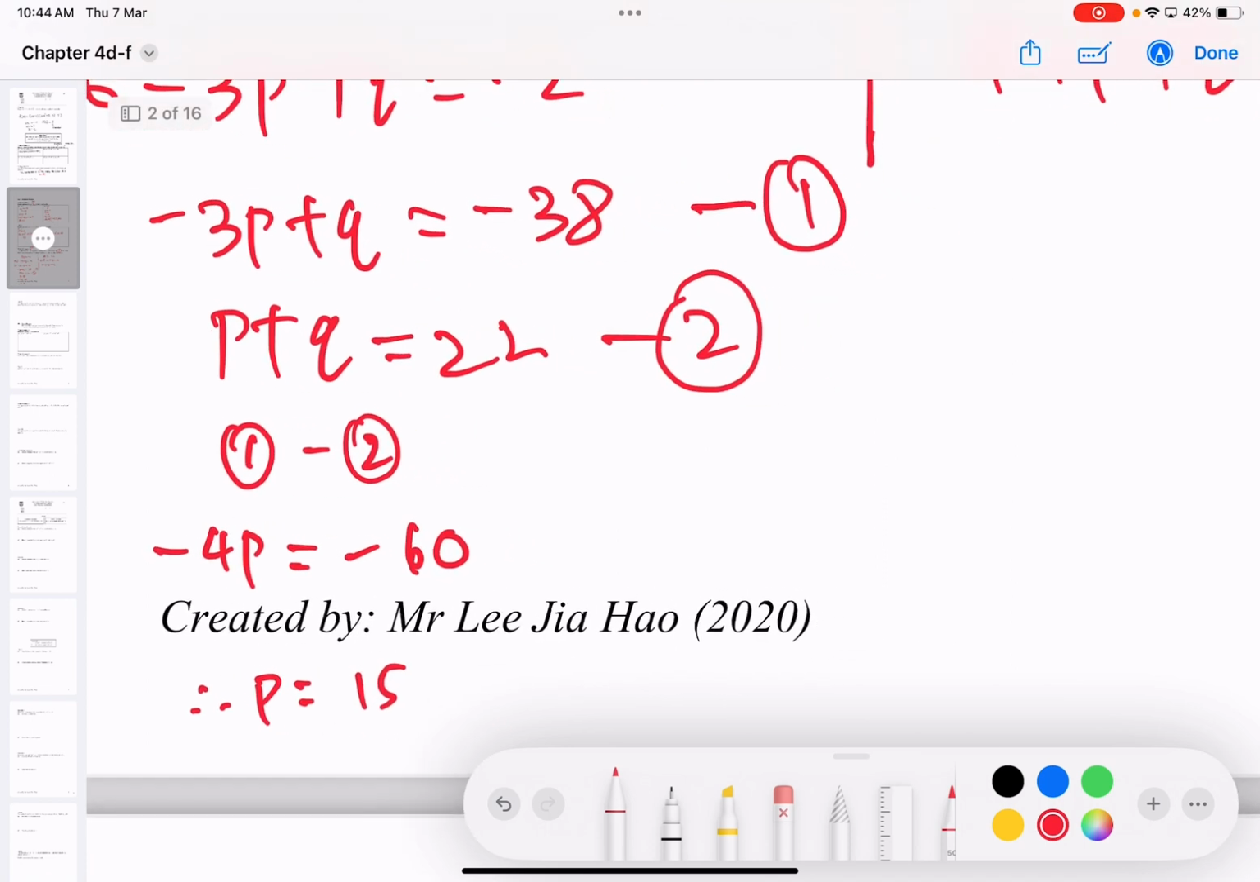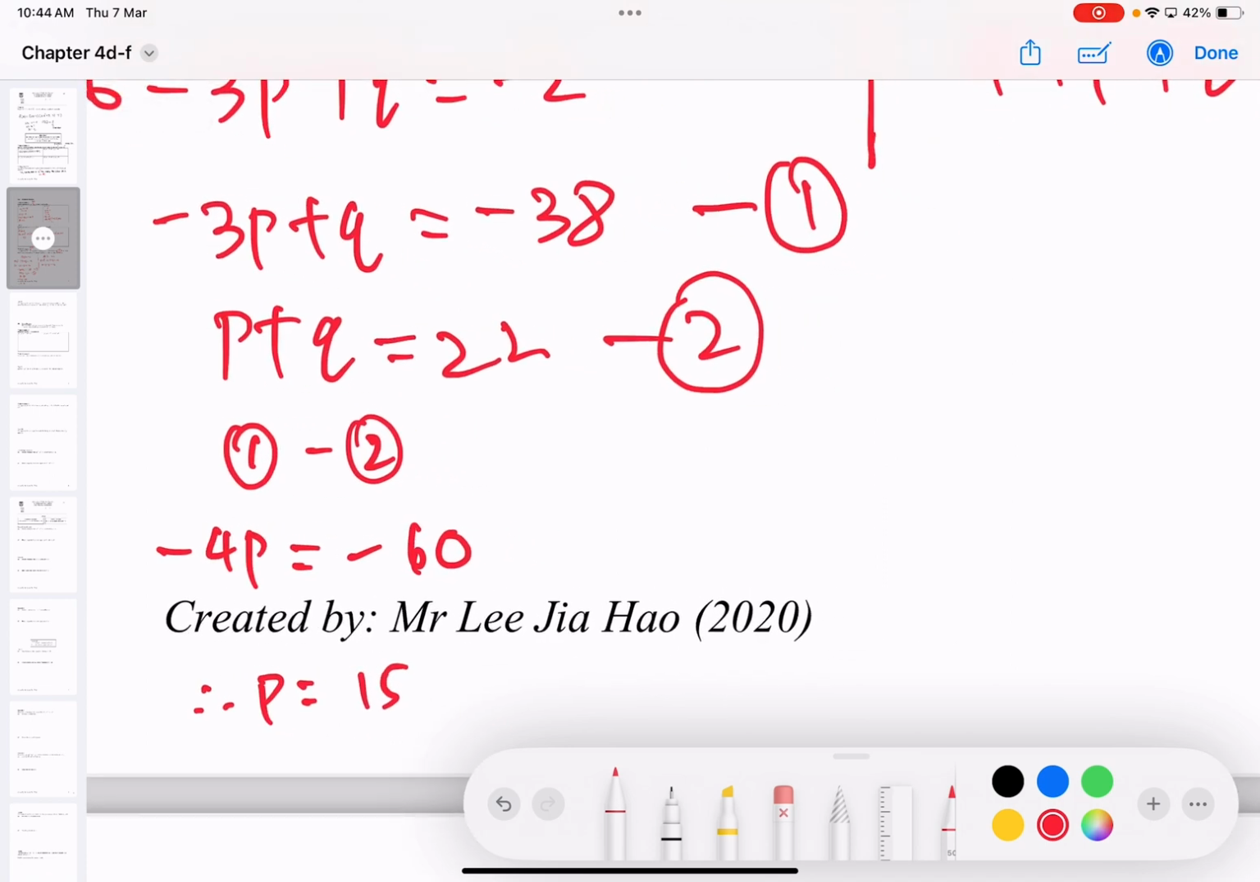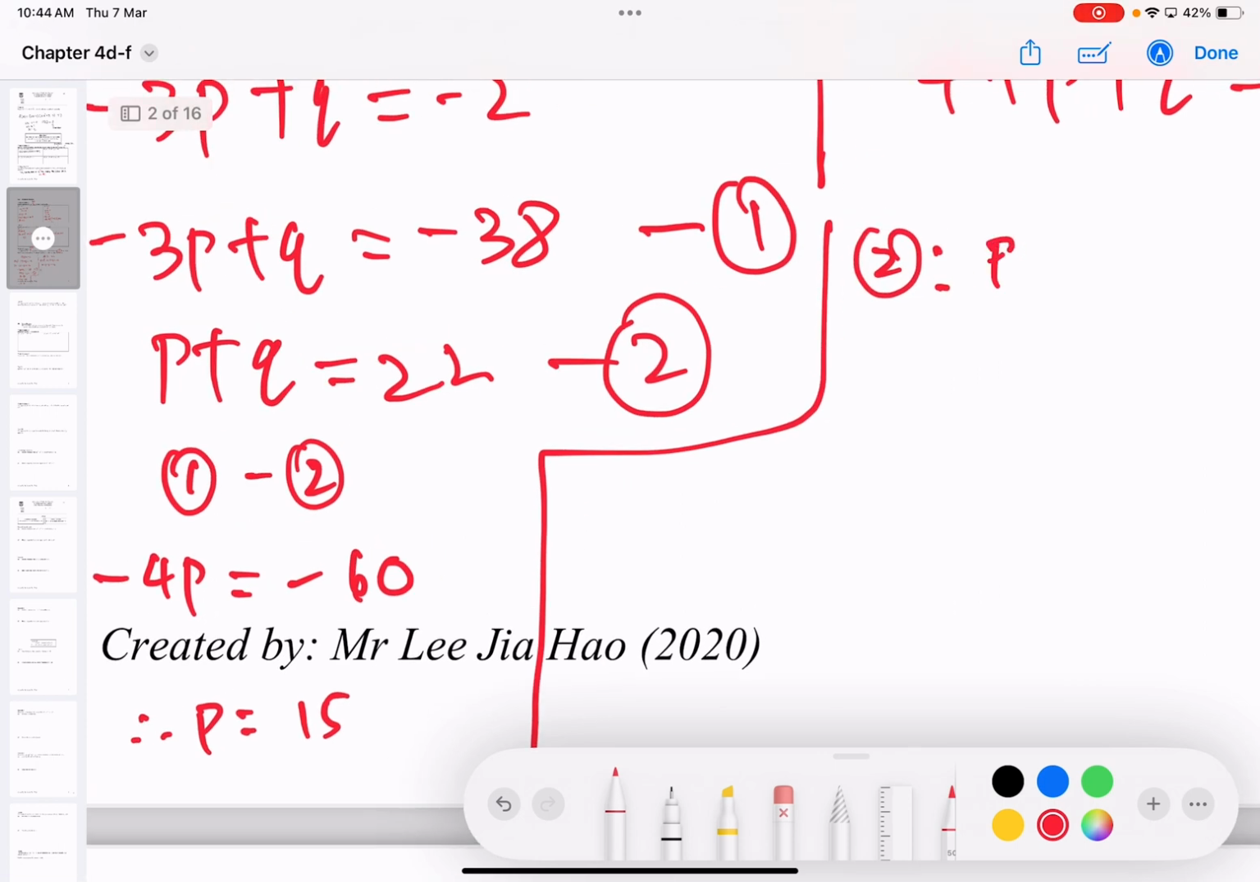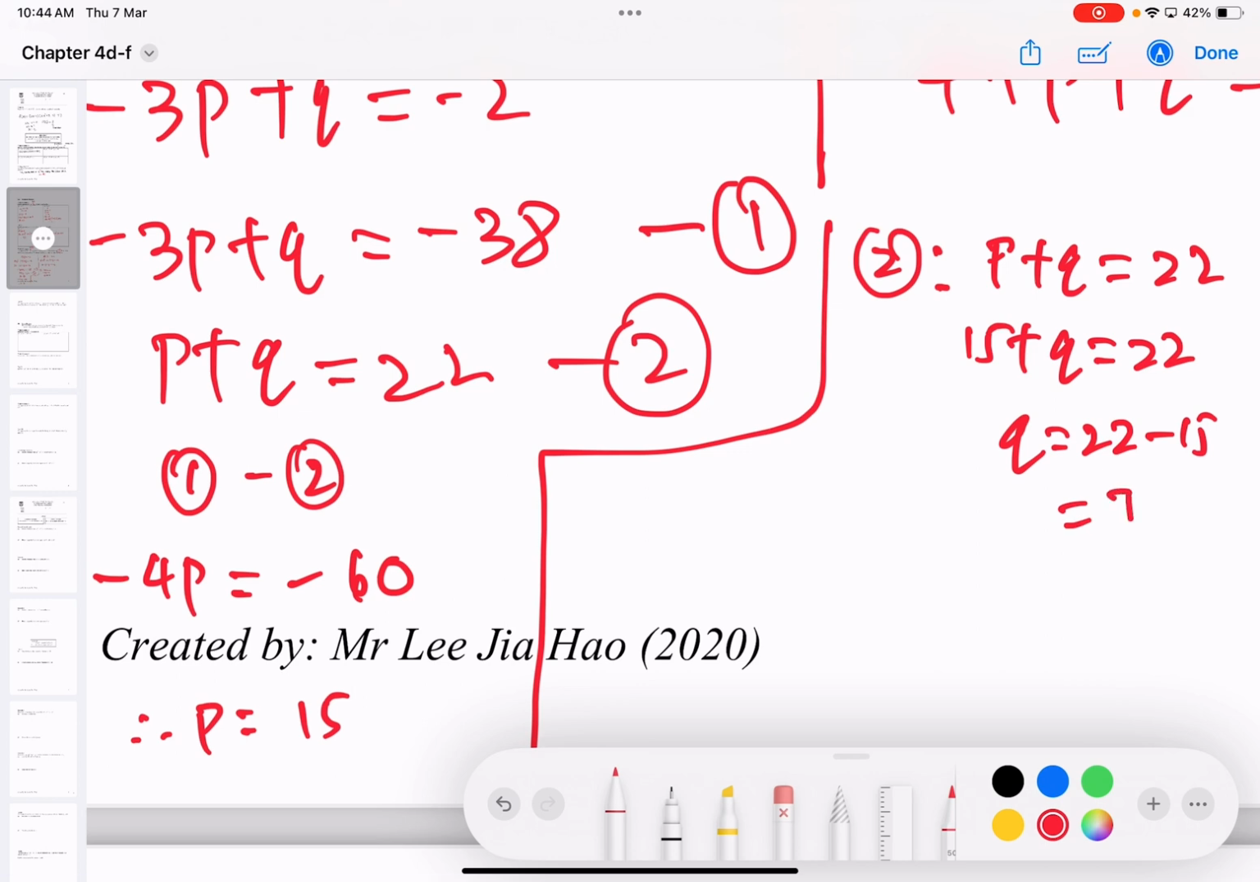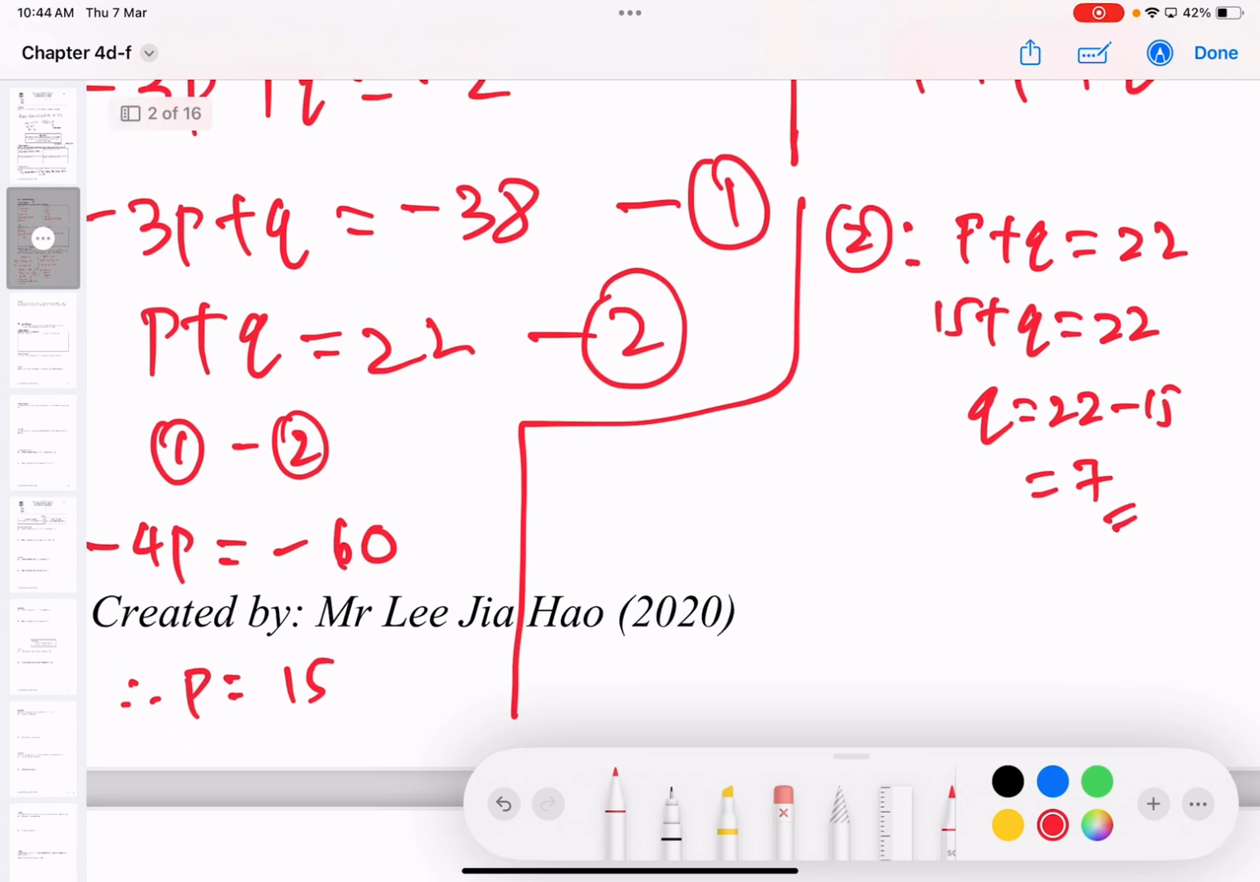So if P is equal to 15, let's substitute inside equation 2. From equation 2, P plus Q is 22. So if P is 15, 15 plus Q is 22. Q is 22 minus 15, which gives me 7. So immediately you get your answer.